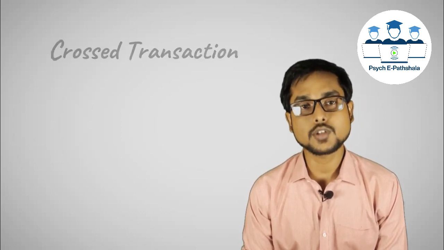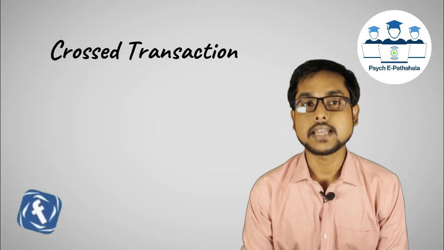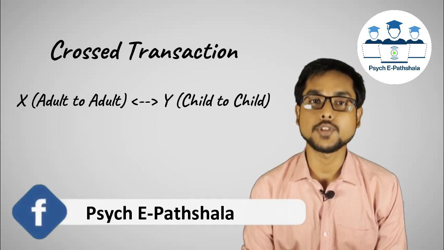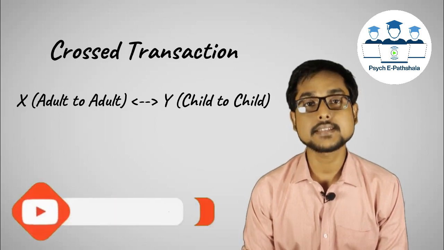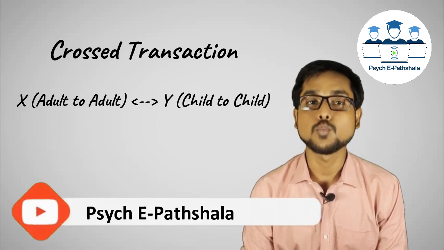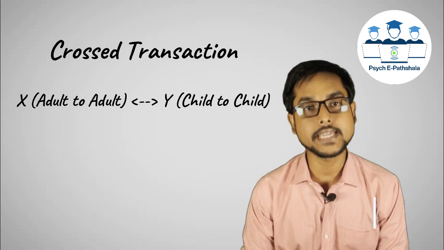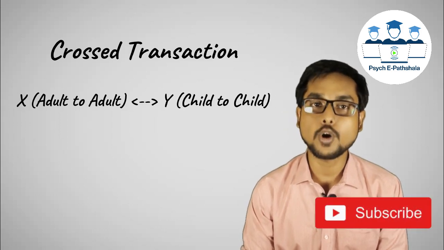Rule number 2, a break in communication is described as a crossed transaction. When a transaction is crossed, in other words, the ego state that responds to a communication is not the one that was addressed. There is a break in communication, and one or both individuals will need to shift ego states in order to re-establish a connection.